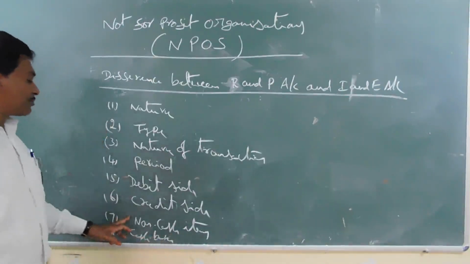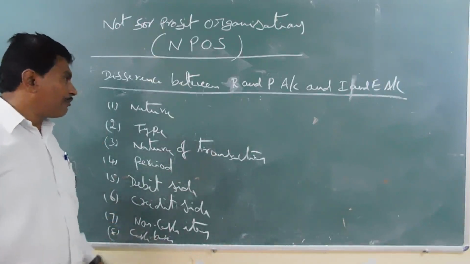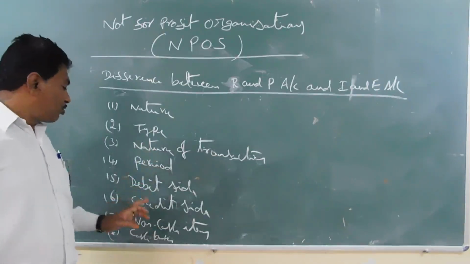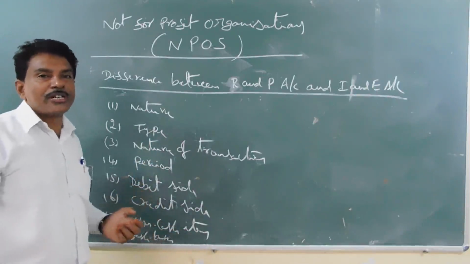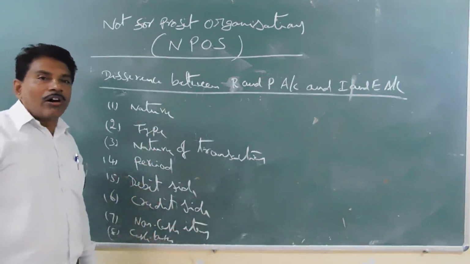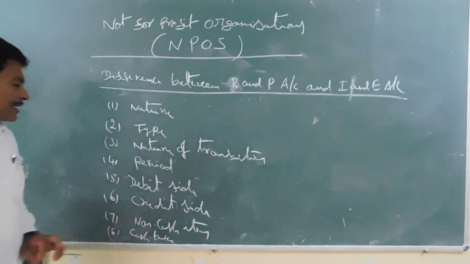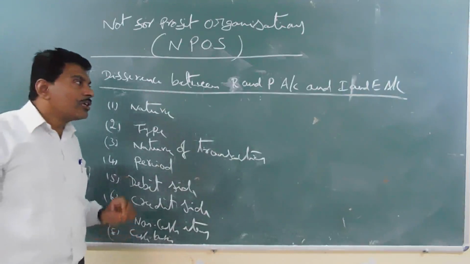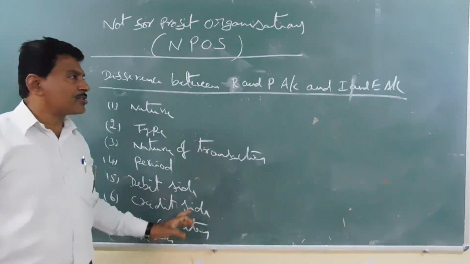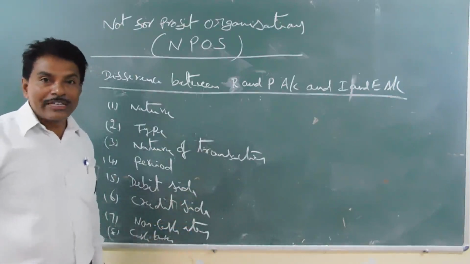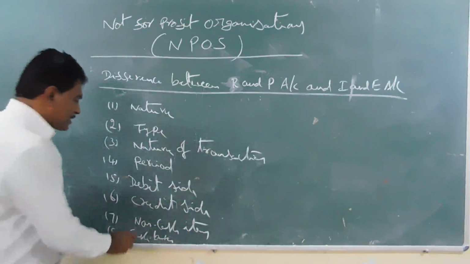In the receipts and payments account, no non-cash items are shown. Non-cash items means, for example, depreciation, accrued income, outstanding expenses, etc. These non-cash items are not shown in receipts and payments account, whereas these non-cash items are shown in income and expenditure account.